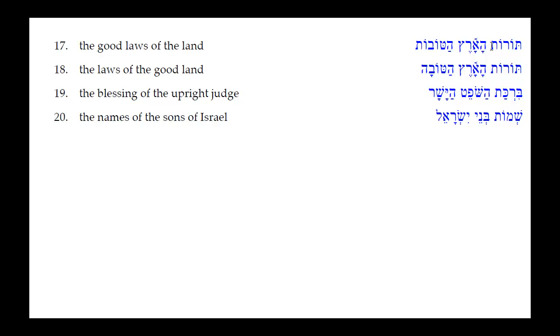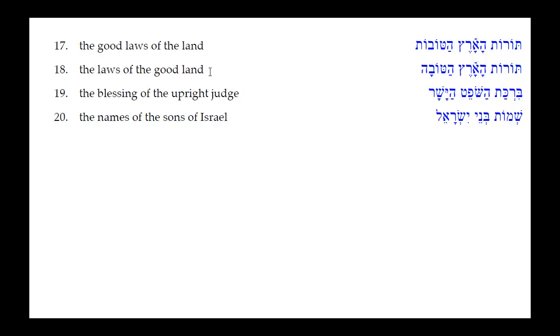Torot, and then of the land. So laws of the land, ha'aretz, and we need to have the adjective good modifying laws, so it comes after the absolute noun with ha-tovot. It agrees with torot in gender, number, and in definiteness because it gets its definite article from the absolute noun ha'aretz here. All right, the laws of the good land.